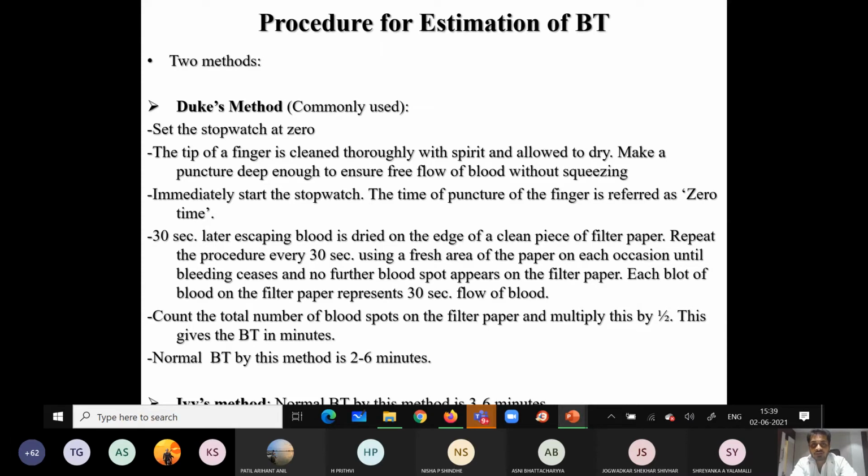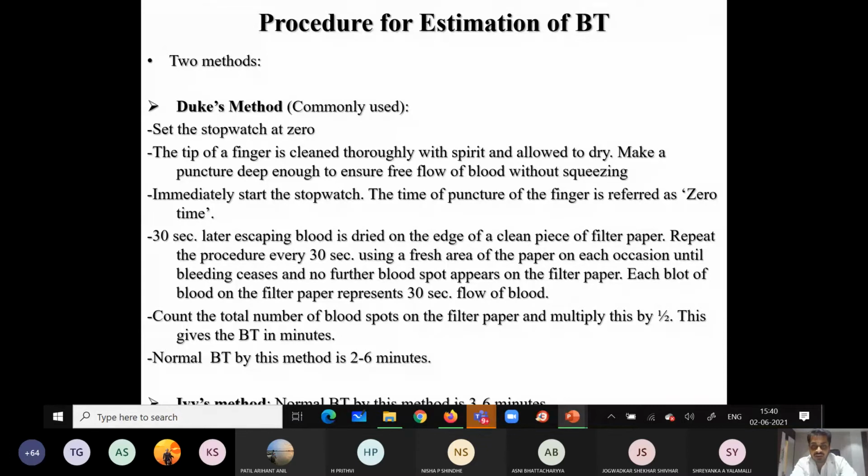Coming to the procedure for estimation of bleeding time, there are two methods. The commonly used method is Duke's method. Another method is Ivy's method. In Duke's method, we set the stopwatch at 0. The tip of the finger is cleaned thoroughly with spirit and allowed to dry. The finger of choice is always the left ring finger.